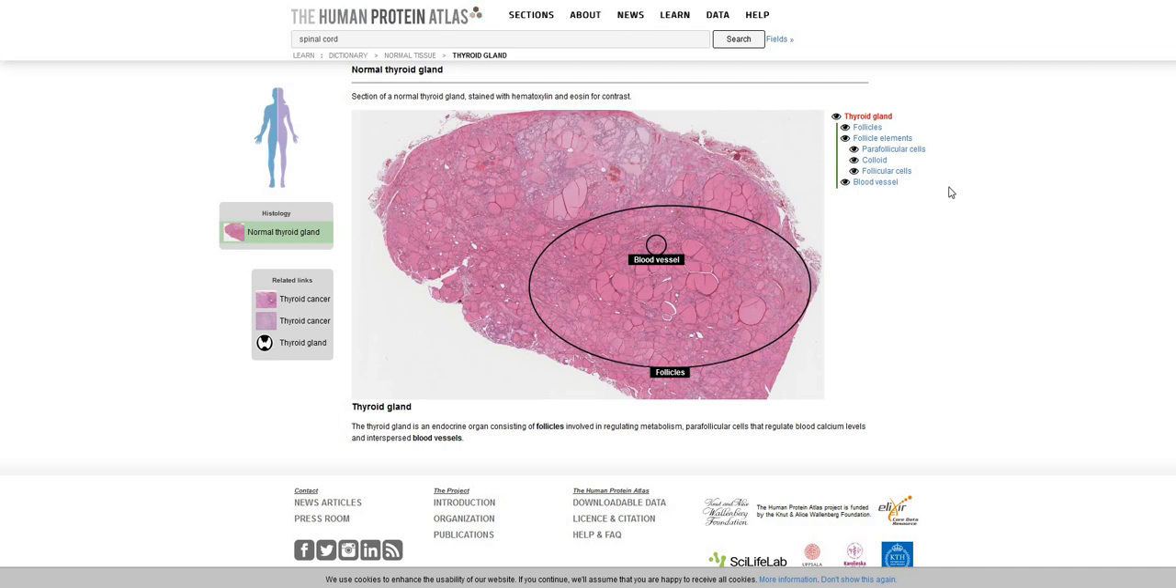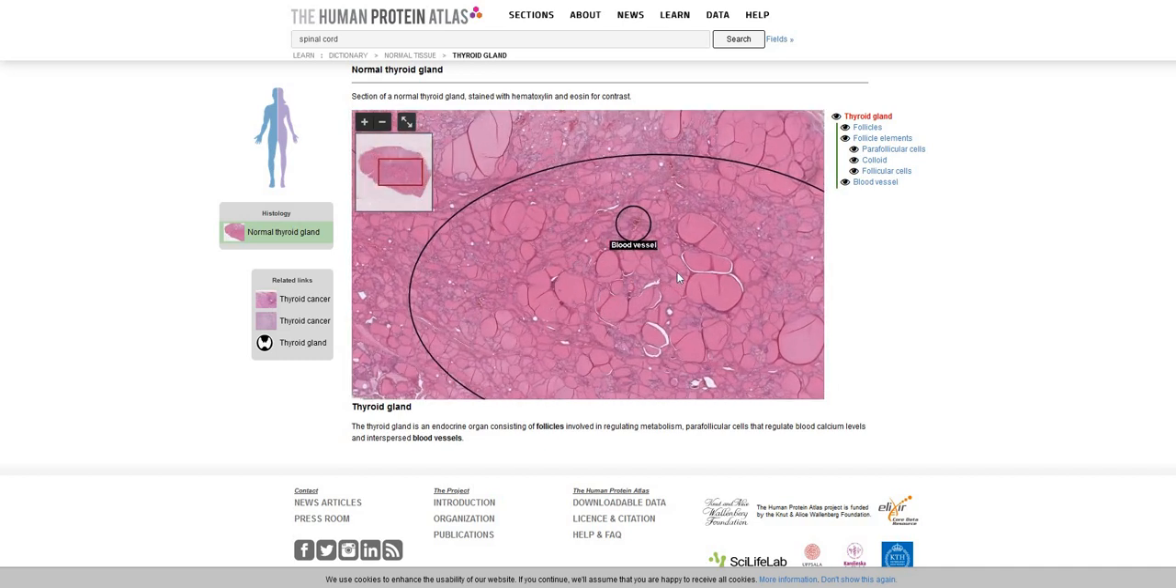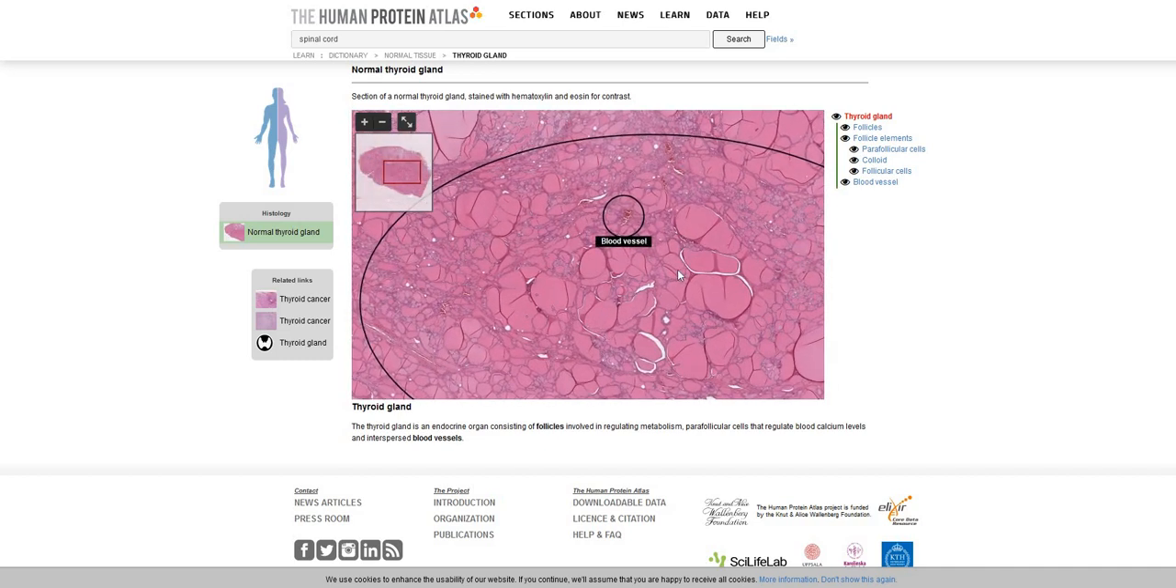Next, we're going to take a look at the thyroid gland. So this one definitely will crop up on lab exam too. Once we figure out what exactly we're looking at, it is actually pretty easy to identify the basic unit of the thyroid gland. For this video, we're going to use the Human Protein Atlas because it allows us to move around a bit and practice identifying different features.